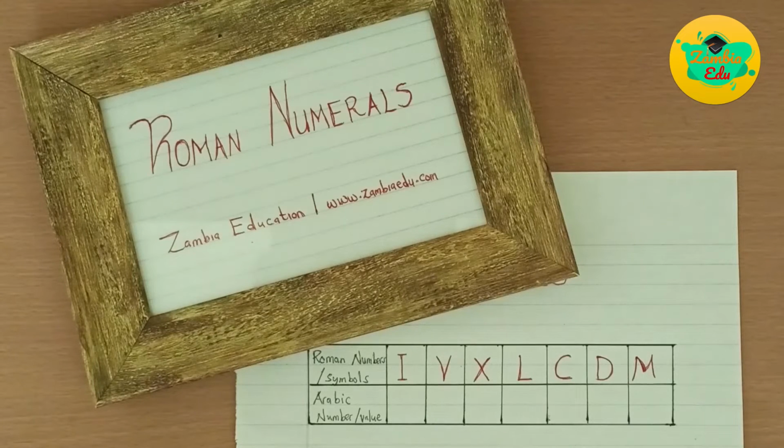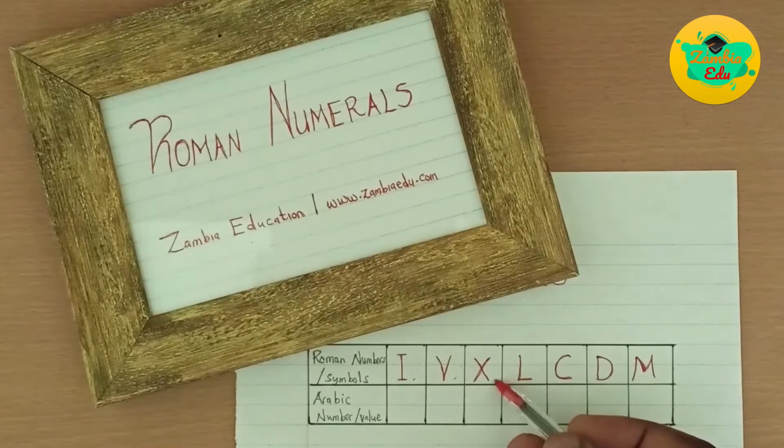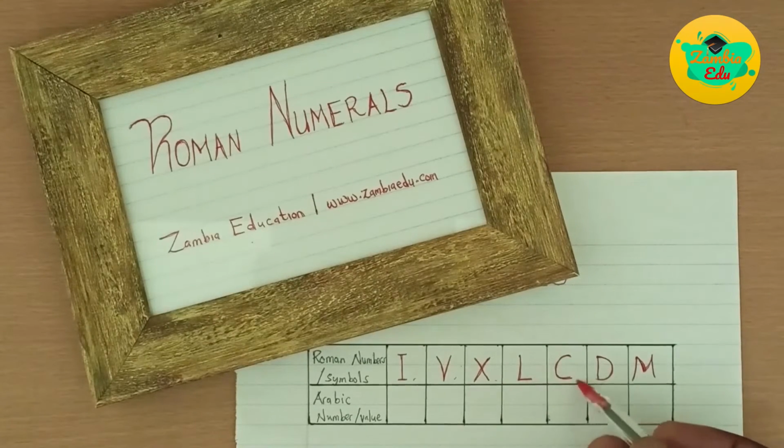What are these letters we're talking about? If we take a look at our screen there, we're able to see capital letter I, V, X, L, C, D, and M. These are the 7 basic letters that form up the Roman symbols.